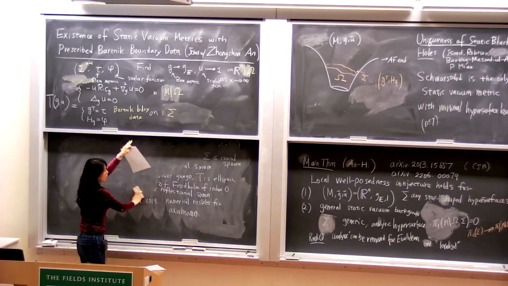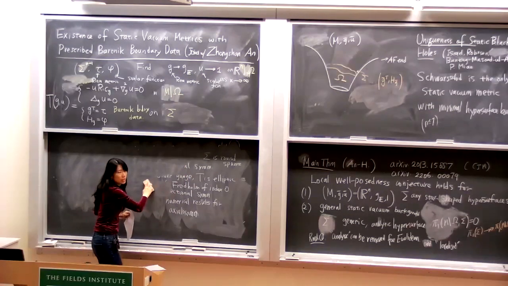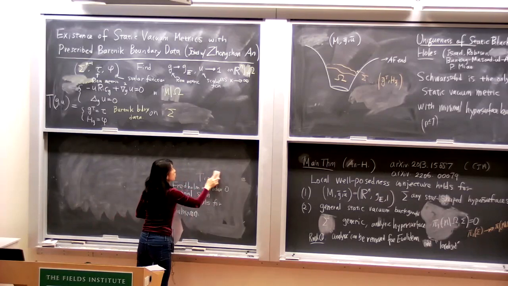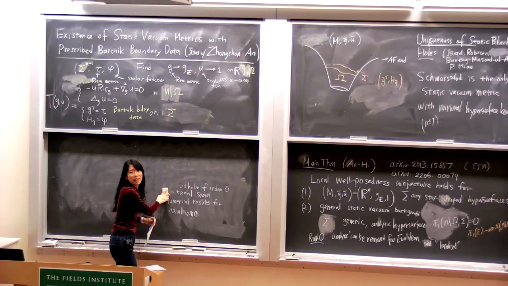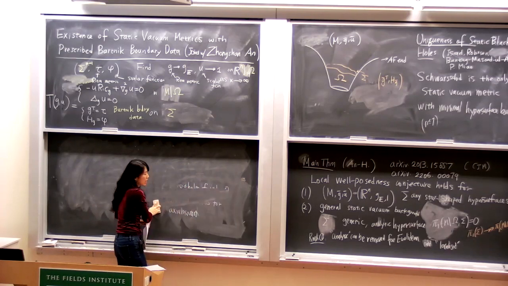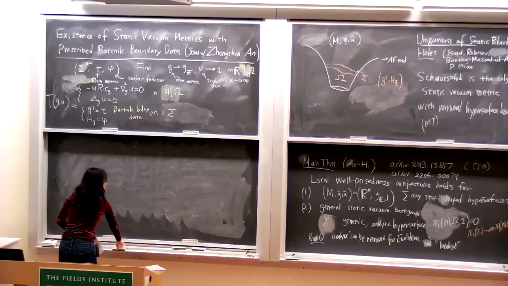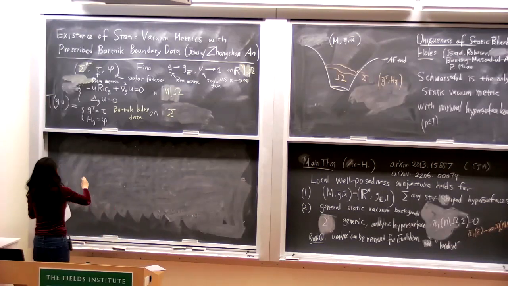Just like you learn in a PDE course, if you want to solve for a harmonic function and the Fredholm index is 0, you want to show the kernel is trivial, right? And then you can show the operator is surjective. So understanding the kernel of this problem is very important. So what would be the possible kernel?